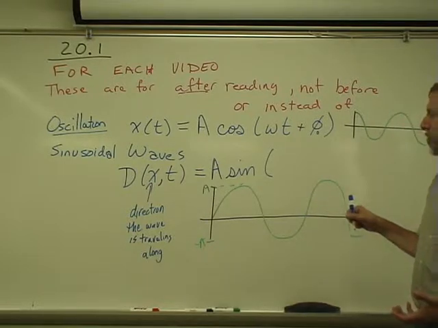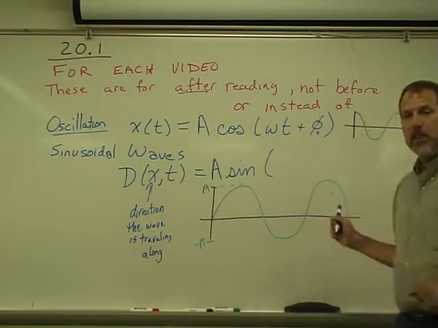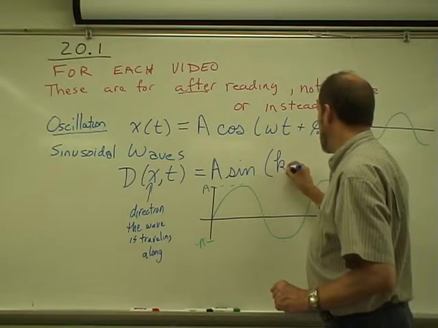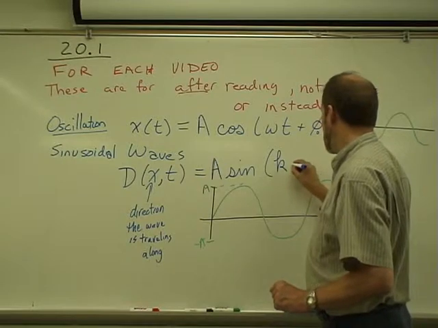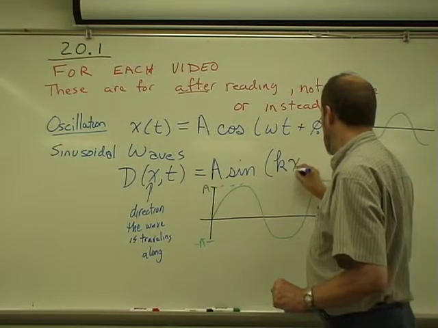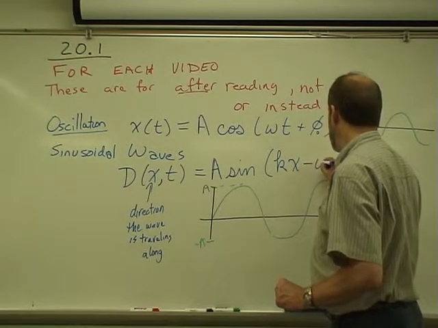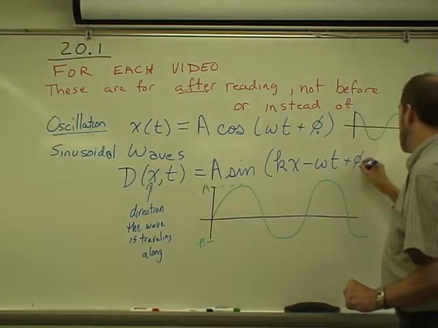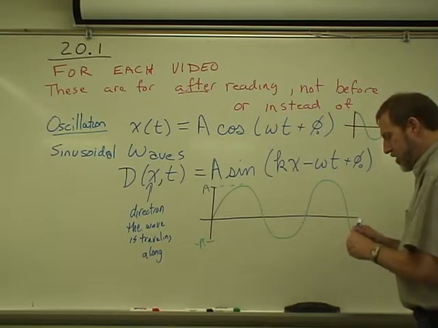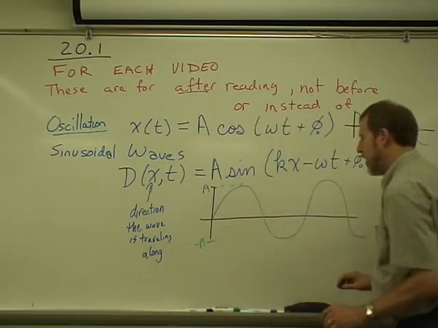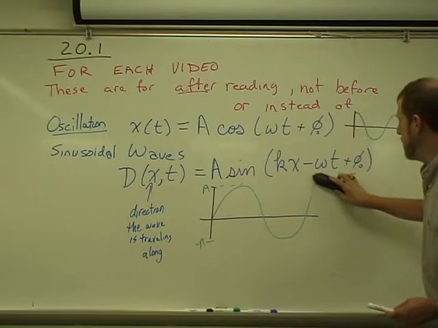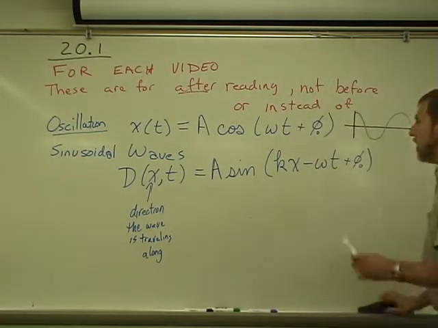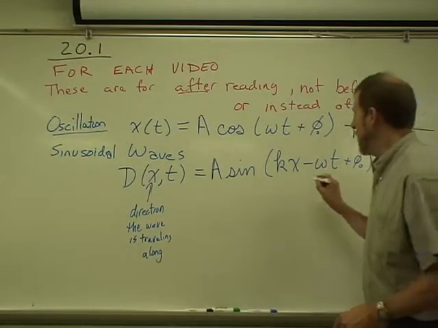So we can't just pick, it's not just a function of time, it's also a function of space. Some function of k x minus omega t plus possibly some phase shift. Now, let me hit each one of these briefly.